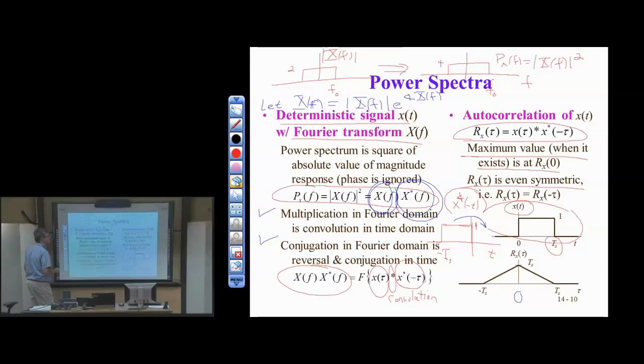Let me get a place to put this. What if I gave you this x of t?